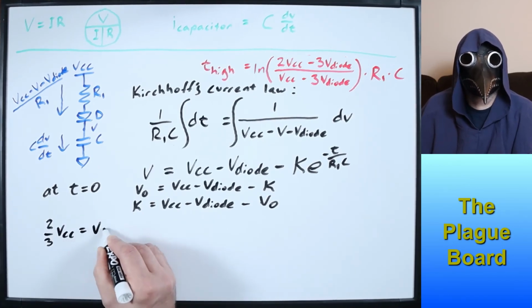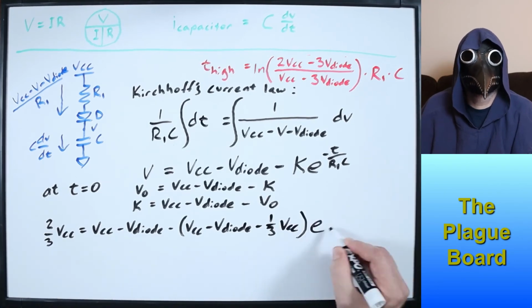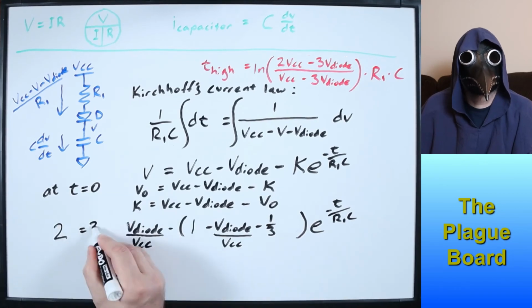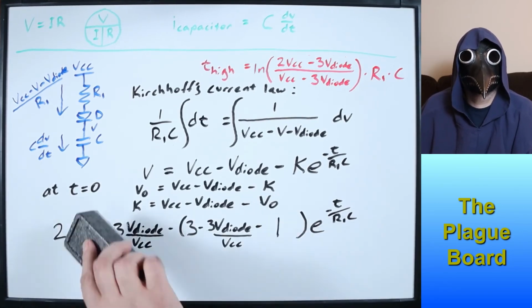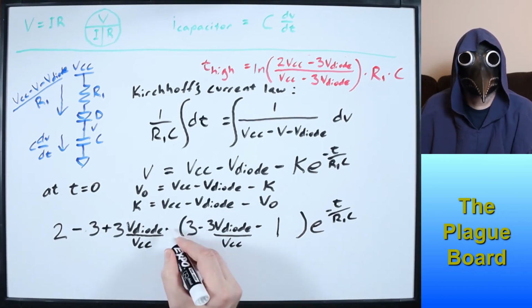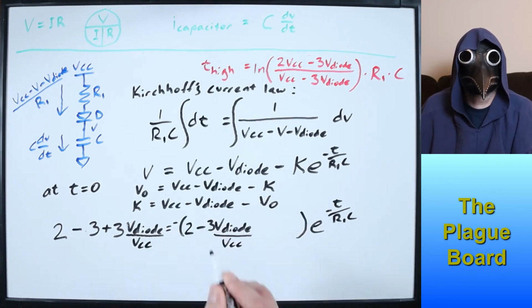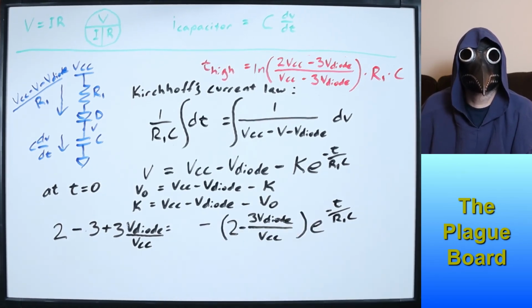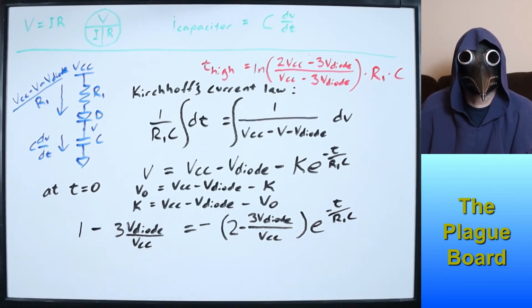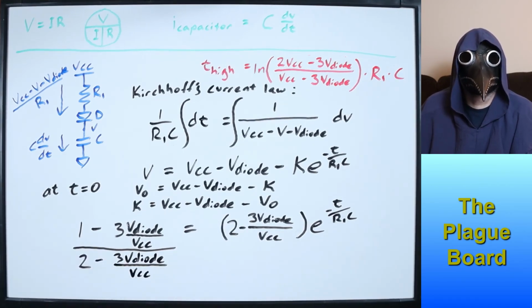Knowing that we are charging up to 2/3 VCC from 1/3 VCC, we now get the following. I'll divide each side by VCC and multiply each side by 3. Let's subtract 3 from each side and add 3 times the diode voltage over VCC to each side and simplify the 3 minus 1 in parentheses. I'll subtract 3 from 2. Next, I'll negate each side. I'll divide each side by what we have in the parentheses.